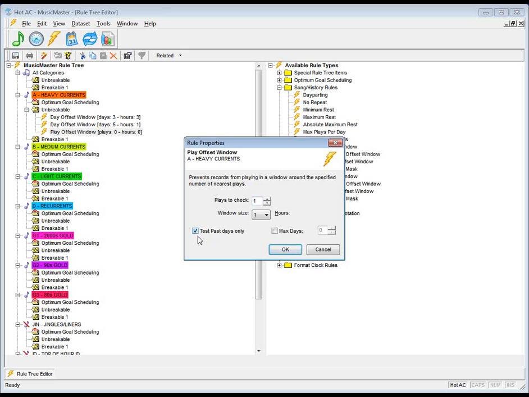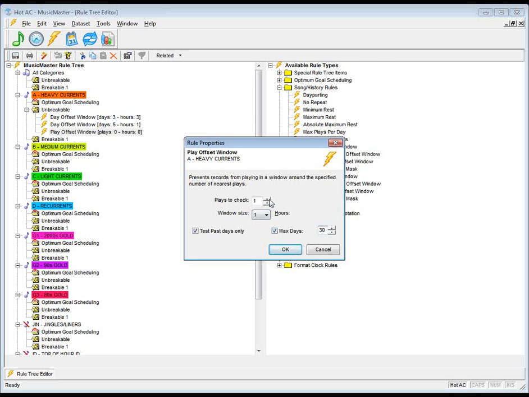We can tell it to only look in the past. We can also have a cutoff. The cutoff comes in handy with the play offset rules because let's say we're doing a Christmas category. You don't want it to look all the way back from Christmas 2013 to what happened at Christmas 2012. So it might be handy to have a maximum days of, say, 30 days in this case.